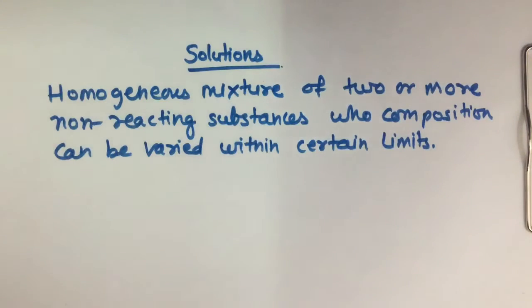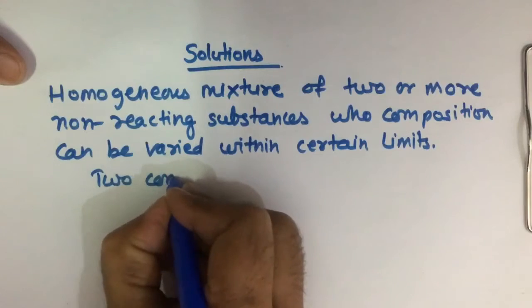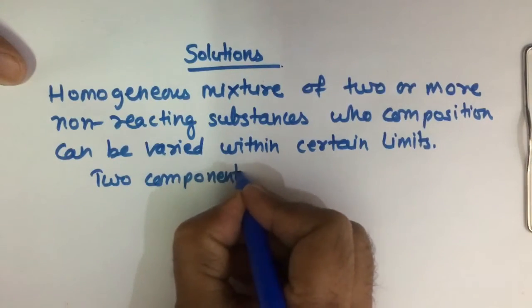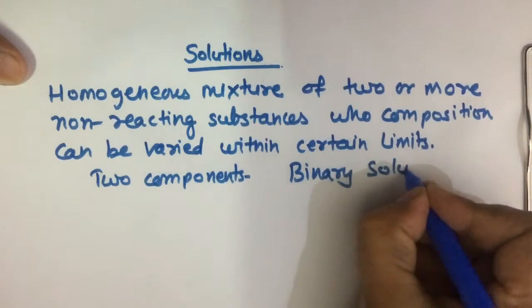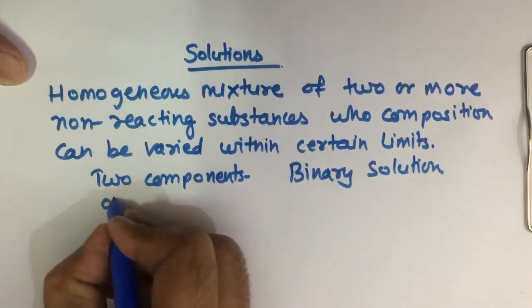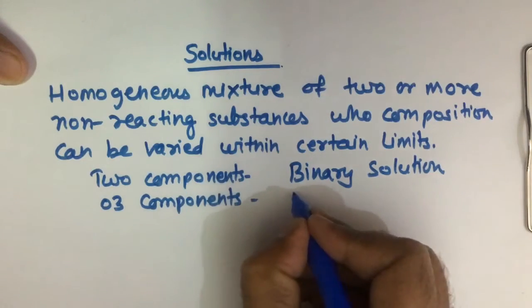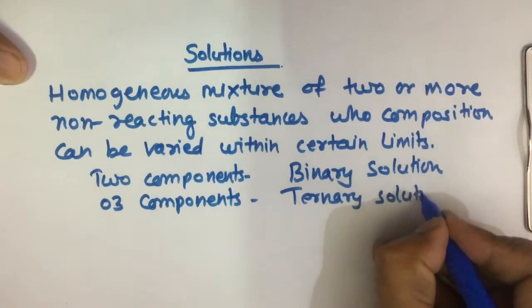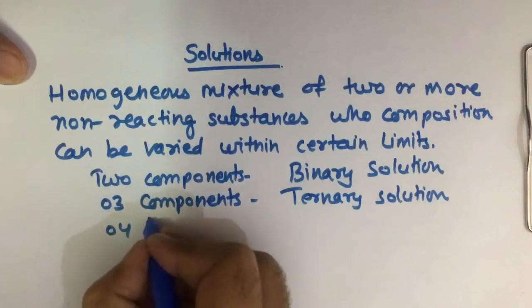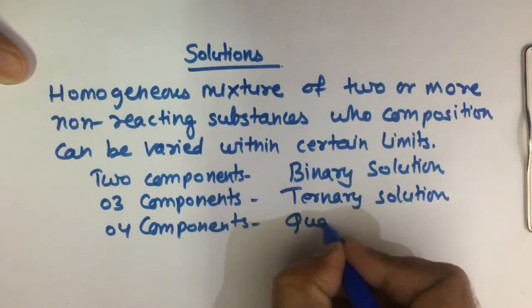Now solutions can be of two components or more than two components. If a solution is of two components, that is called as binary solution. If it is of three components, ternary or tertiary solution. Four components, quaternary solution.